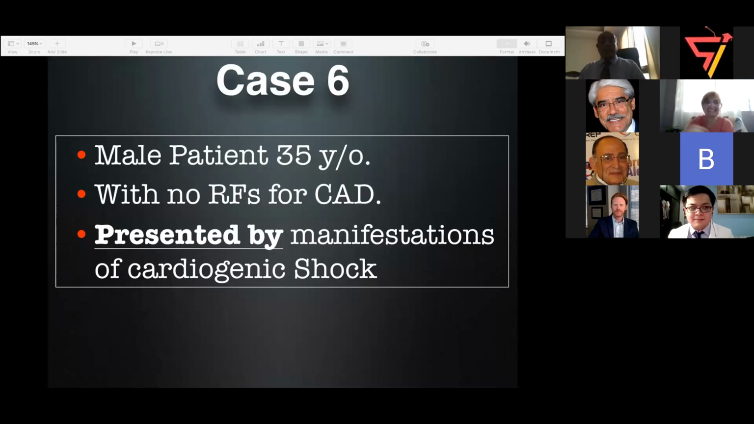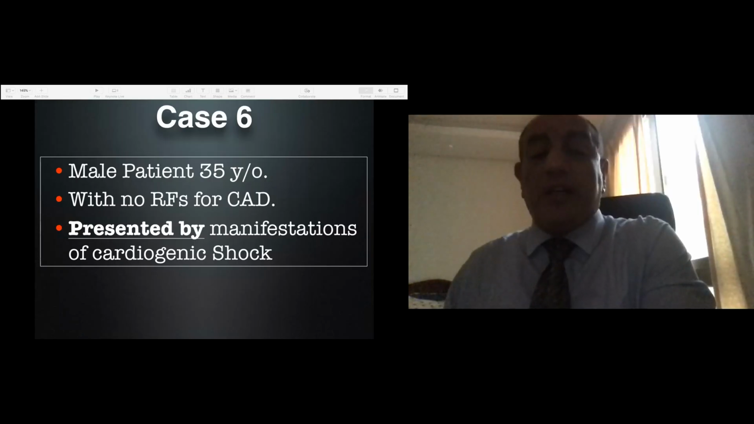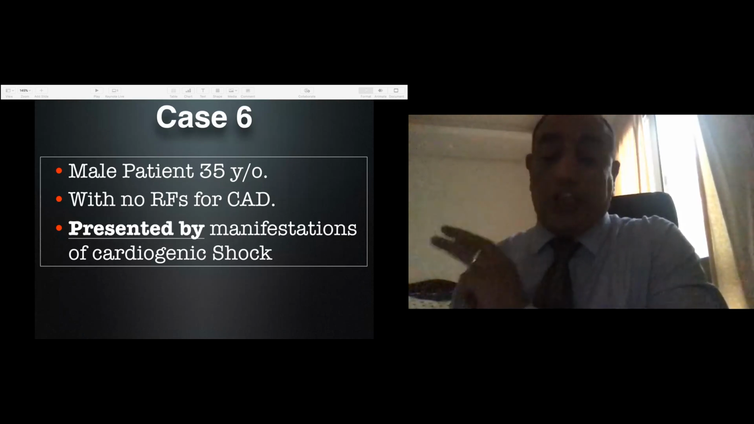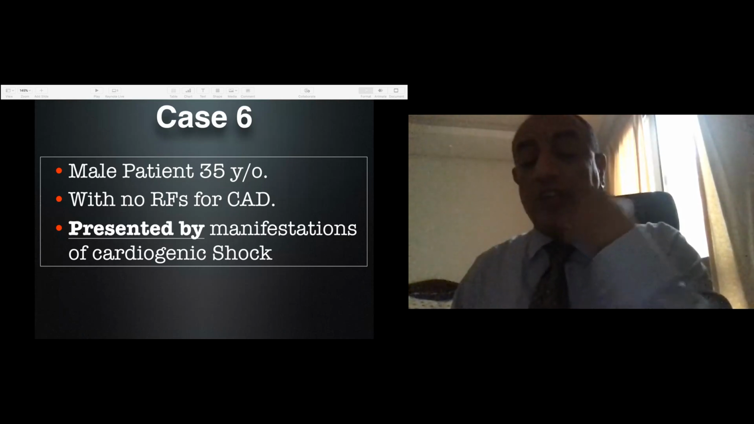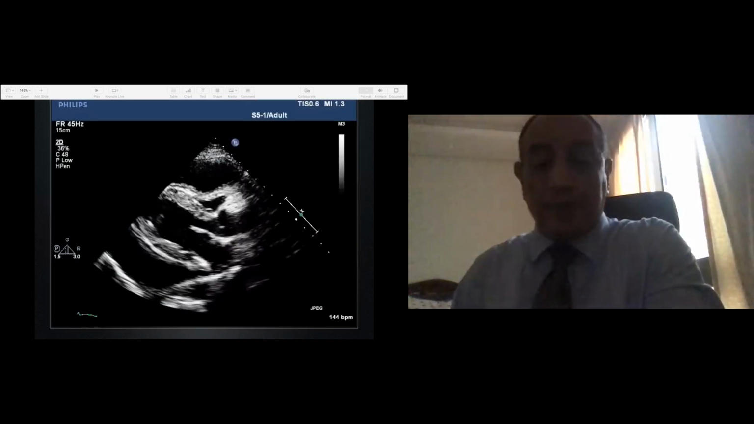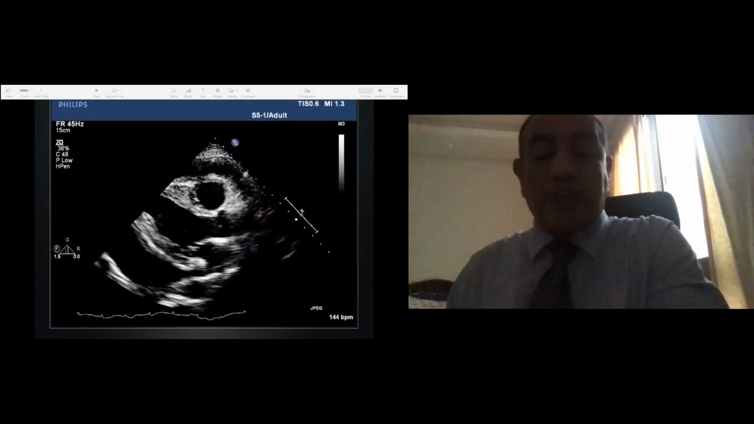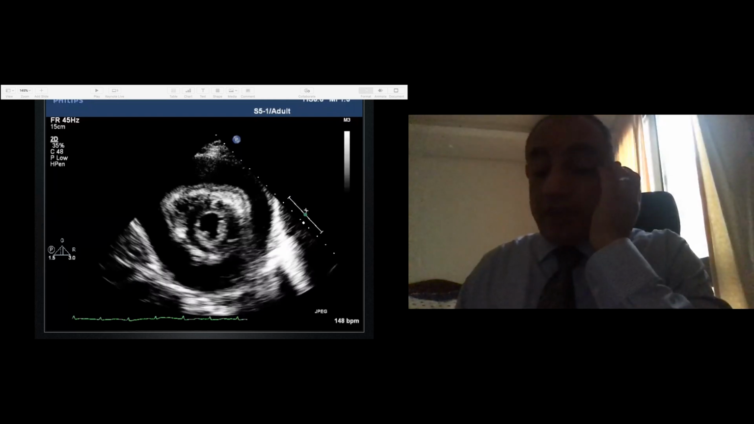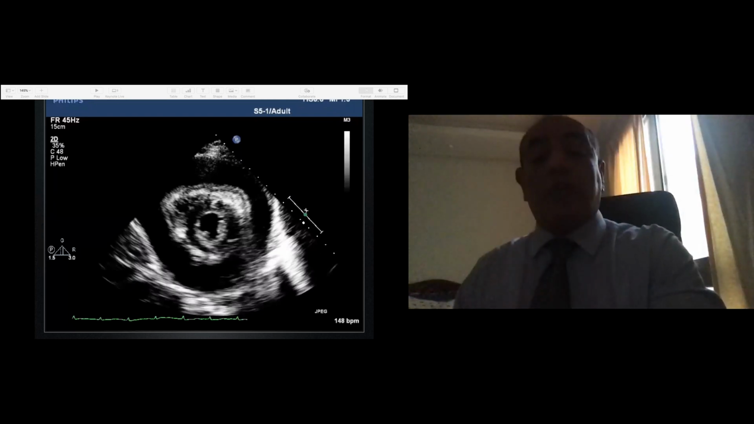Case number 6, a male patient, 35 years old, with no risk factor for coronary artery disease, presented with the classic picture of obstructive shock: altered mental status in a neurologically intact patient, low cardiac output symptoms, elevated jugular venous pressure, and severe hypotension. His echocardiography showed massive pericardial effusion, RV and RA collapse. In short axis, there is the classic finding of cardiac tamponade clinically and by echocardiography.